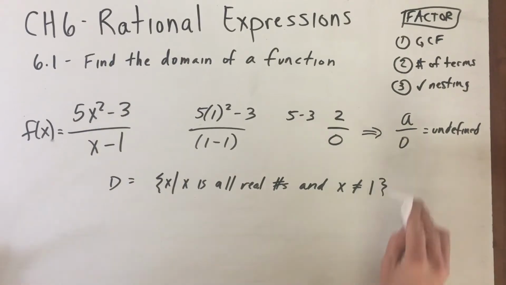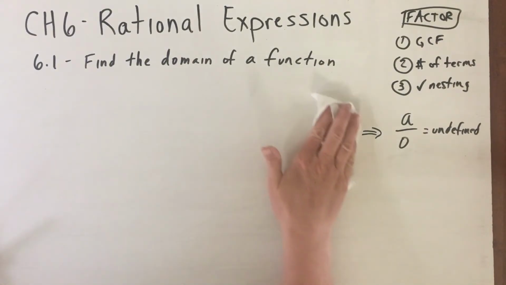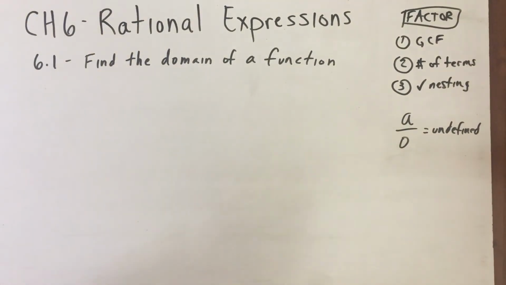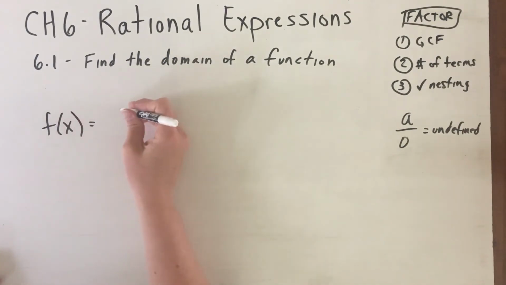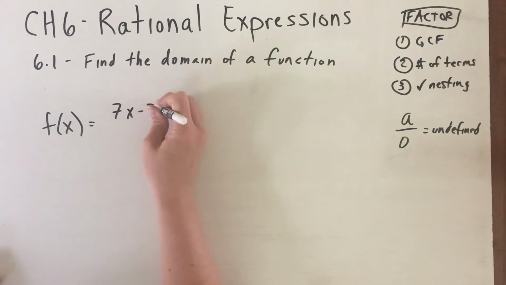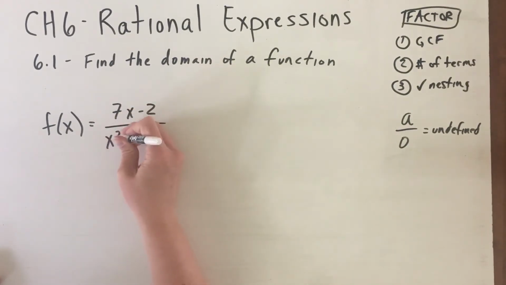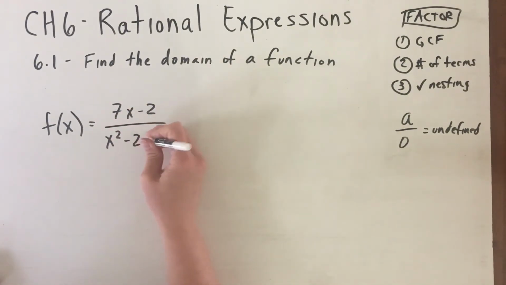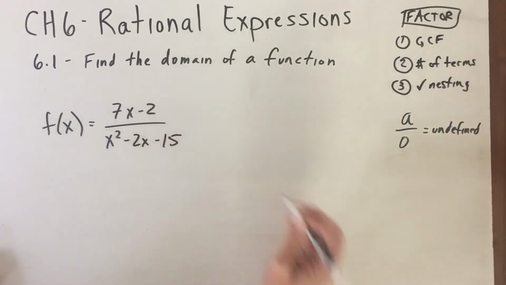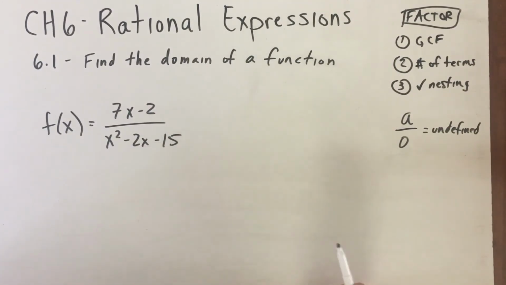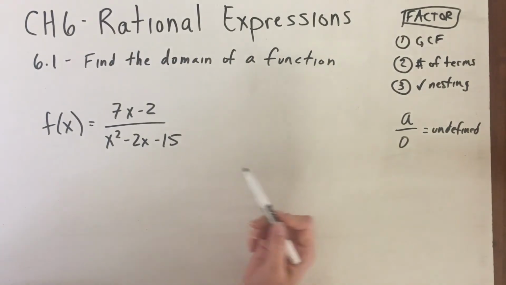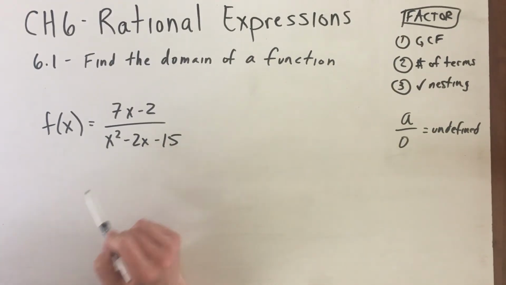Here we didn't have to factor it at all. But let's look at a different example. So let's say this time instead that my function is 7x minus 2 over x squared minus 2x minus 15. Now what I want to do is I want to say, well, x can be anything except for what? It can't be whatever would make this denominator 0.